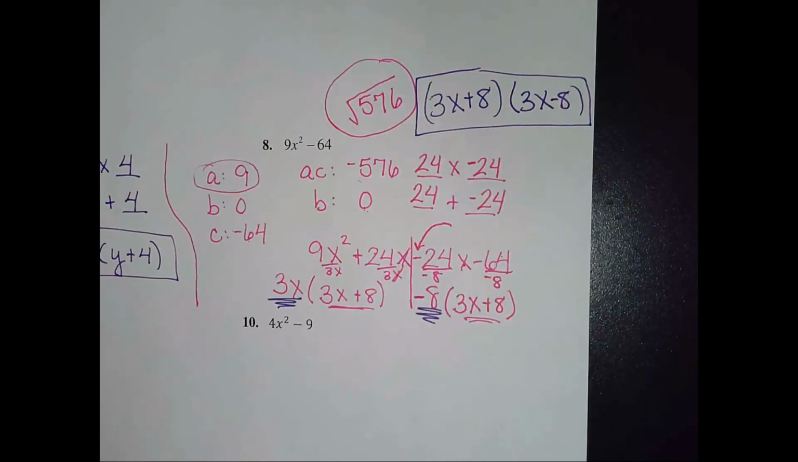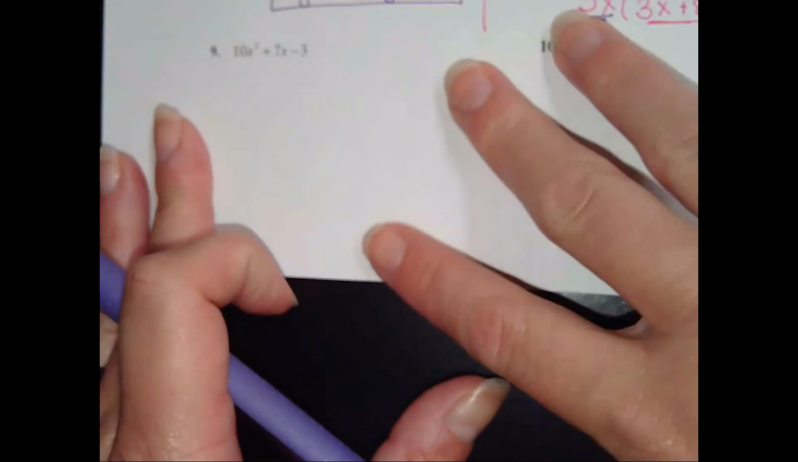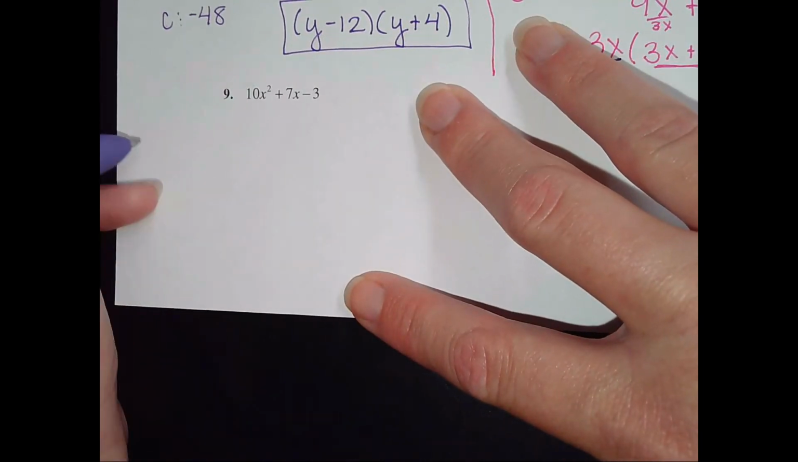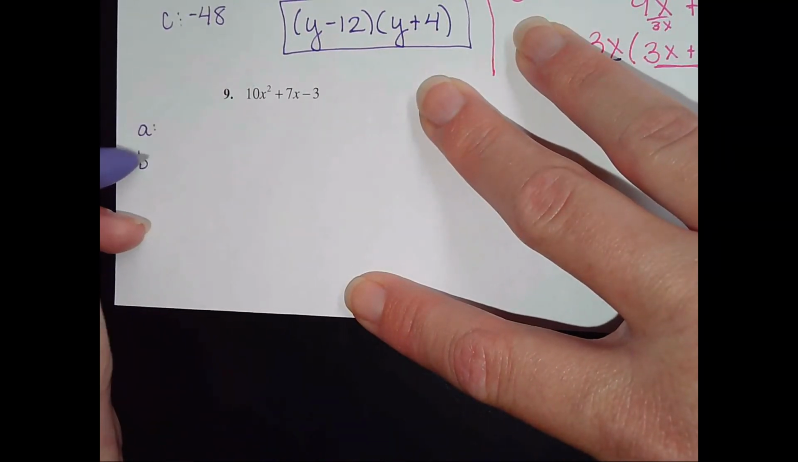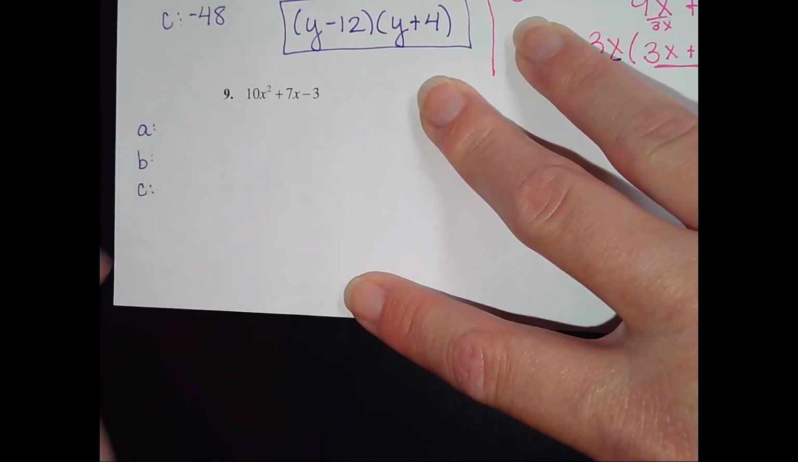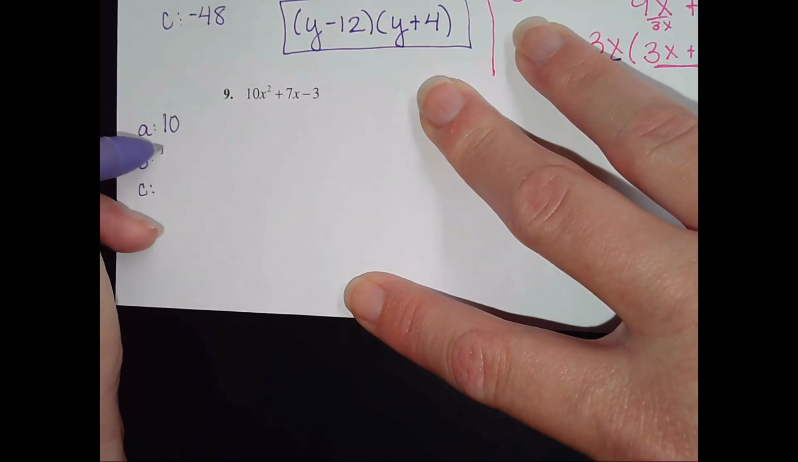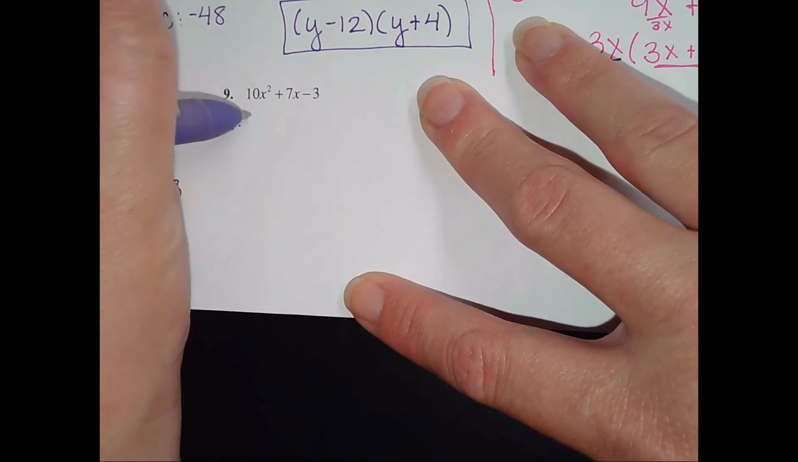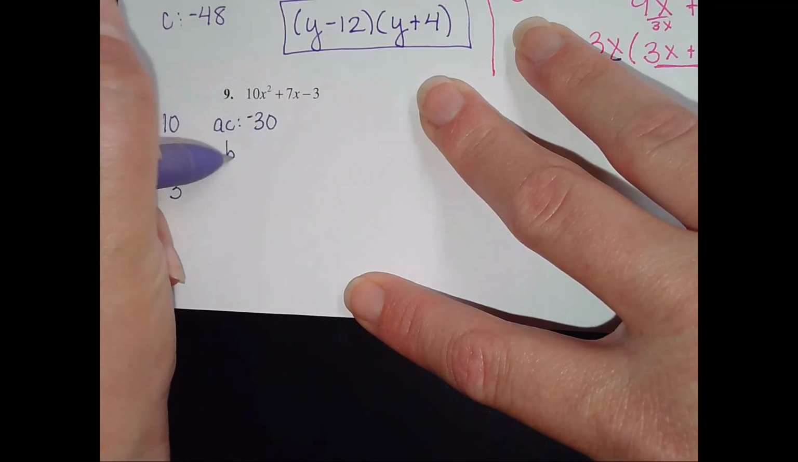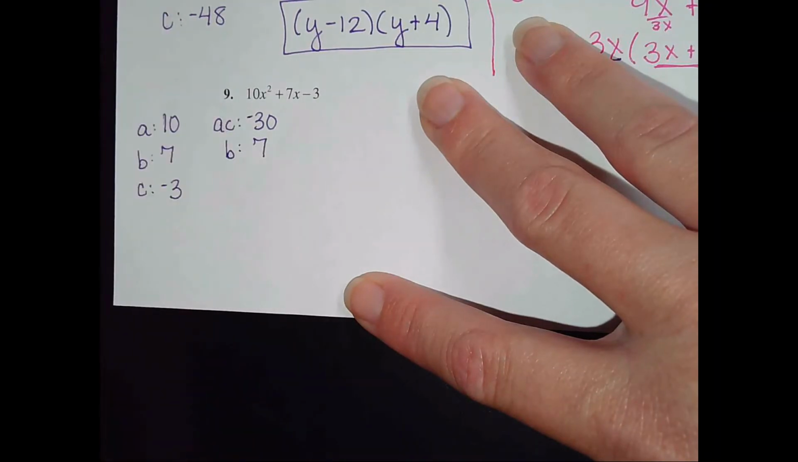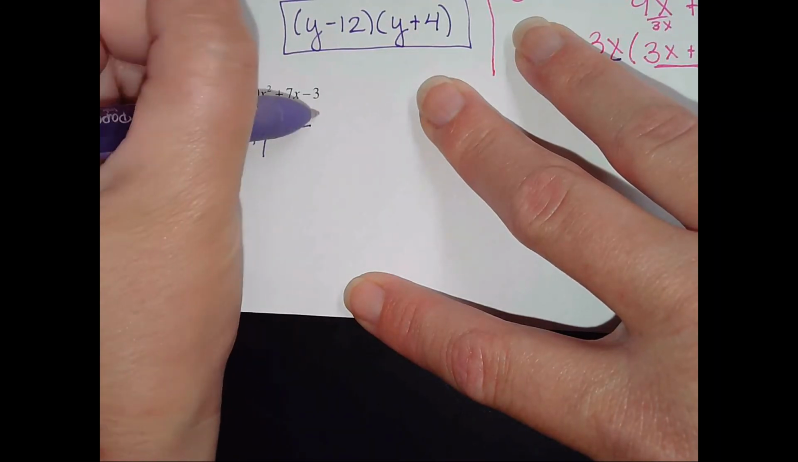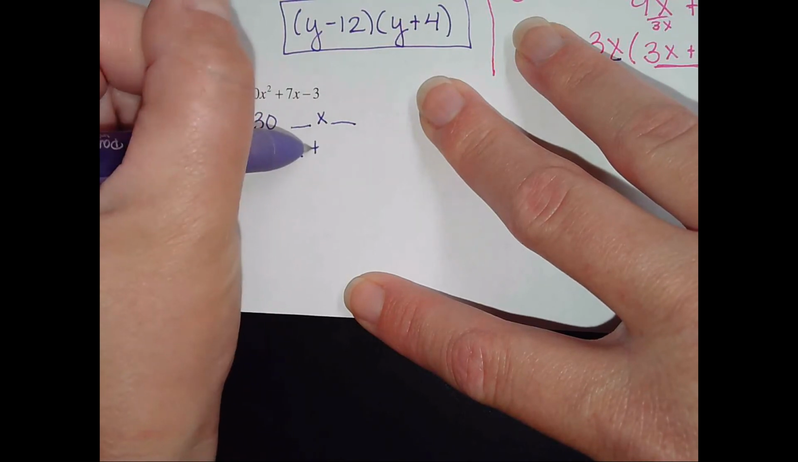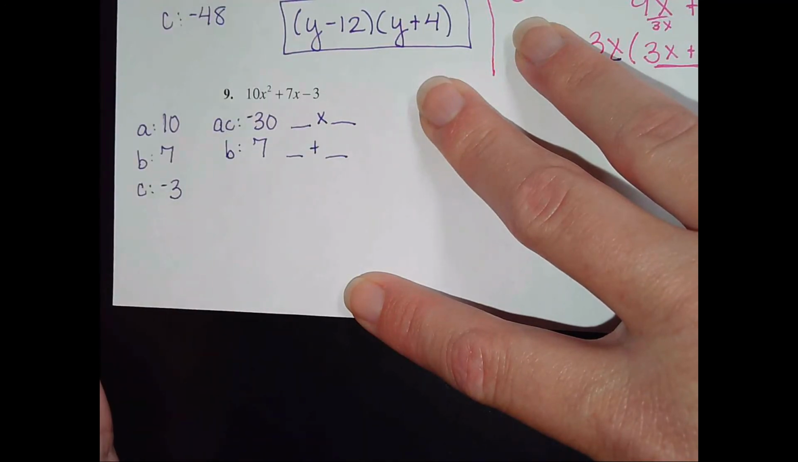All right, number 9. We do have a B value, so that's a plus. So for number 9, again, list out A, B, and C. A is 10, B is 7, C is negative 3. A times C is negative 30, B is 7. So now you're trying to find two numbers that multiply to get negative 30. Same two numbers need to add to get 7.